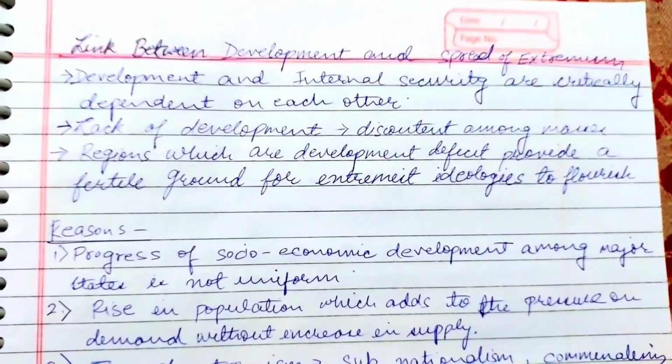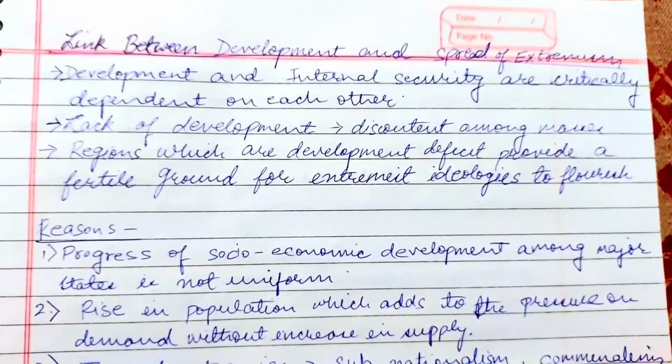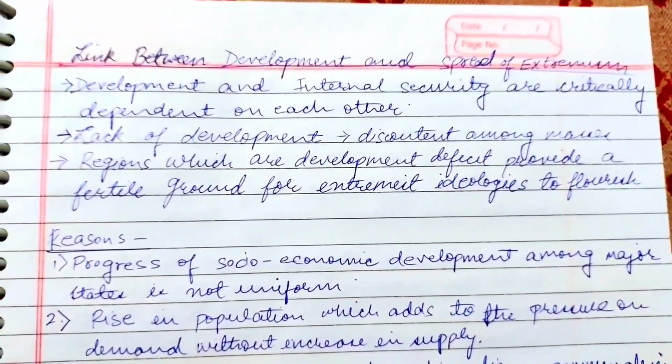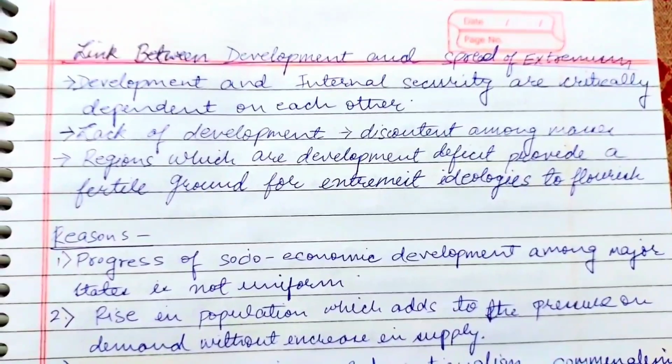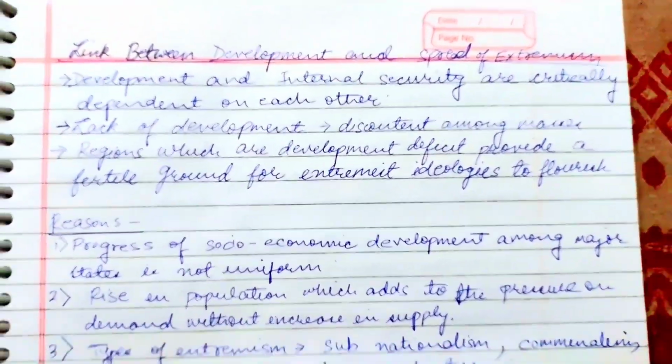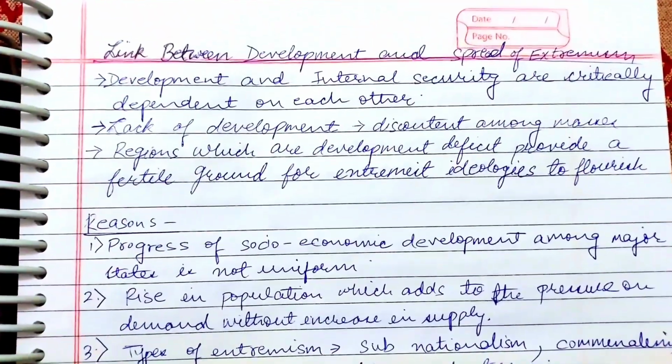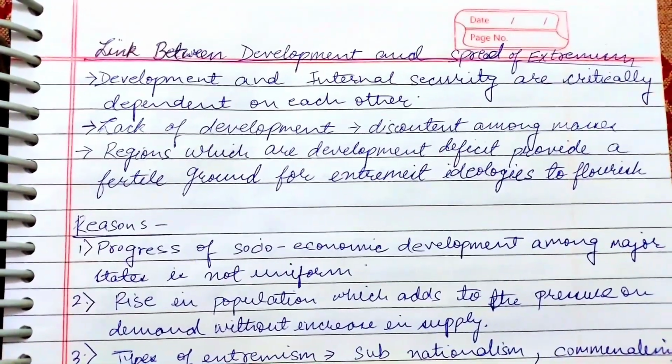In this video, we'll learn about the link between development and spread of extremism. This comes in internal security in General Studies Paper 3.